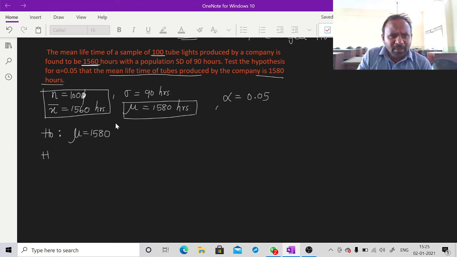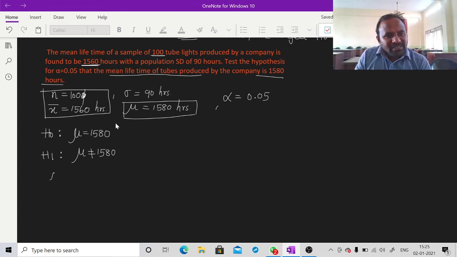For that, you have to frame an alternative hypothesis, H1, which is the contradictory way of this null hypothesis. So I am taking that it doesn't last 1580 hours. The average lifetime of the tubelet is not 1580 hours. That is my alternative hypothesis. Next, you have to mention the level of significance alpha, and of course it is mentioned in the question itself, which is 0.05.